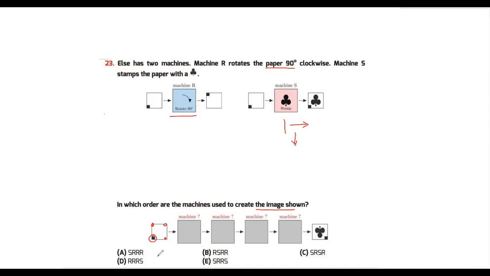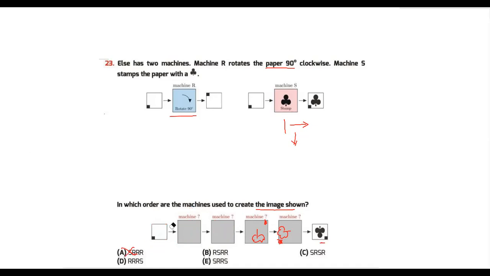Now let's look at the options. If you see S, suppose I put S here, that means the stamp is first put and this remains here as is, and then you have an R. So what will happen? It will be like this, and this symbol will come here. Then again, if there is an R, then this will become like this, and this will get here. And again, there is an R, so the symbol will become like this. But that's not the case that I have here. So A is not my answer.